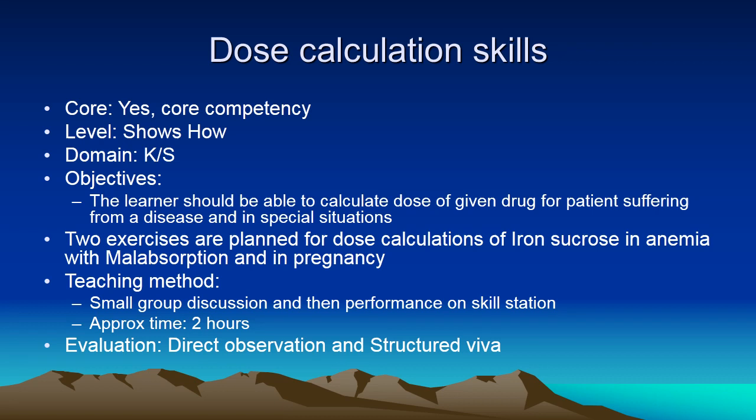A specific objective of this is that the learner should be able to calculate the dose of a given drug for patients suffering from a disease and under special situations. These two exercises are planned, and the teaching method followed is small group discussion and then performance on a skill station. Approximate time required is 2 hours, and evaluation will be done by direct observation and structured viva.